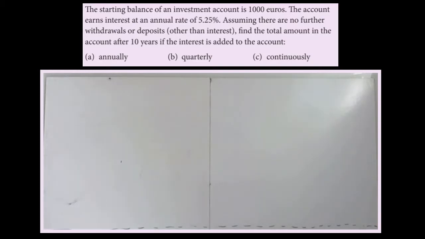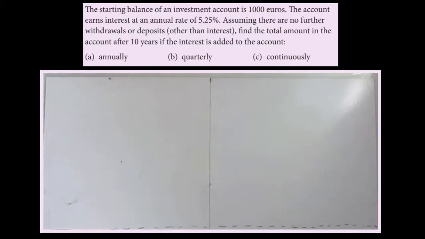The starting balance of an investment account is €100. The account earns interest at an annual rate of 5.25%. Assuming there are no further withdrawals or deposits other than the interest that gets deposited, find the total amount in the account after 10 years if the interest is added to the account A, annually, B, quarterly, or C, continuously.